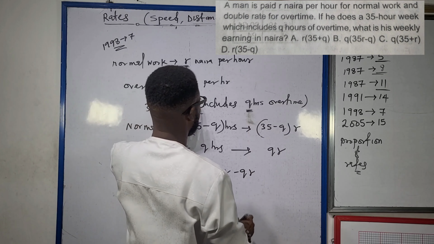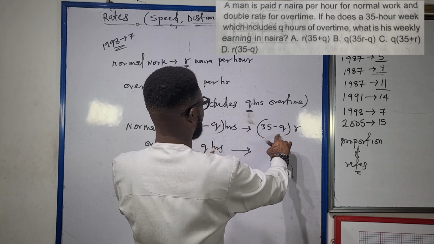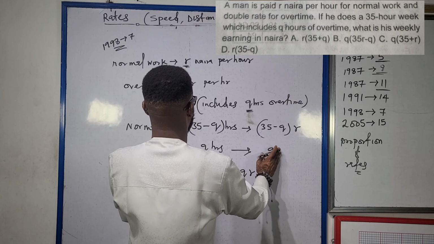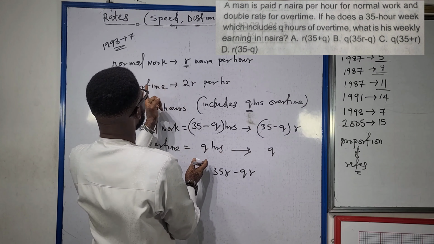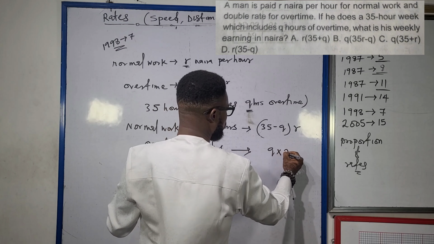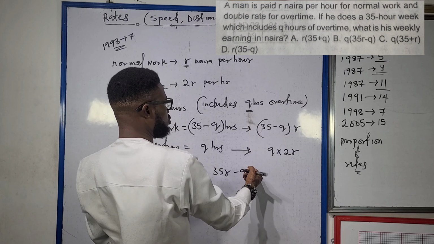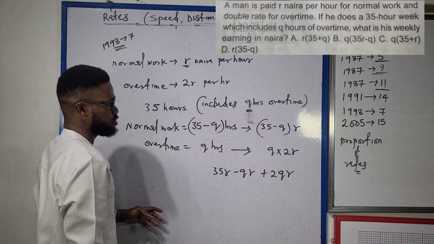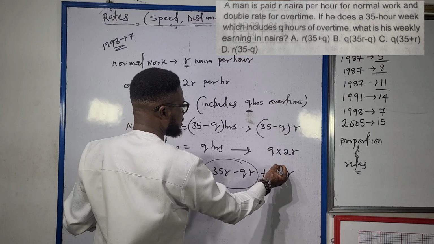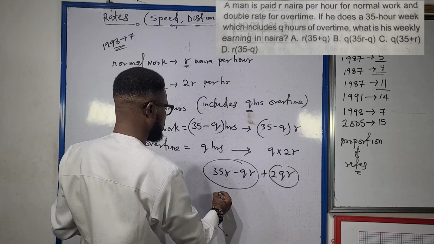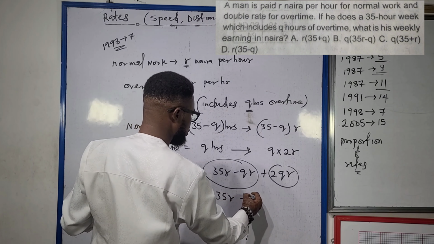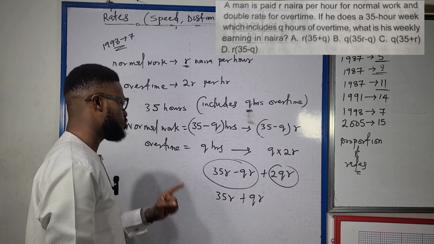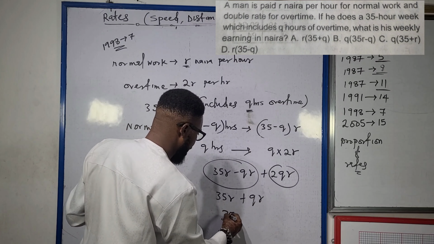Now take note that the pay here, 35 minus Q times R, is for normal work. The overtime is not going to be QR. Q hours is the overtime, so overtime is paid at double rate. So Q times 2R is going to be 2QR. So this is for the normal timing, and this is for the overtime. If we take this and this together, this is going to be 35R minus QR plus 2QR. That is going to give you 1QR. So what is common to this and this? R times 35 plus Q.